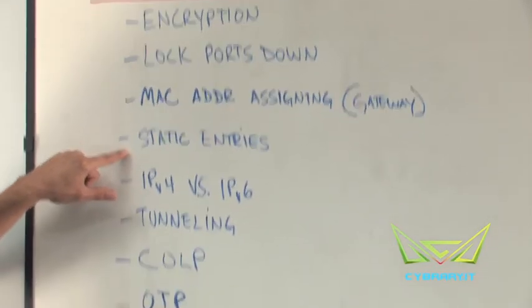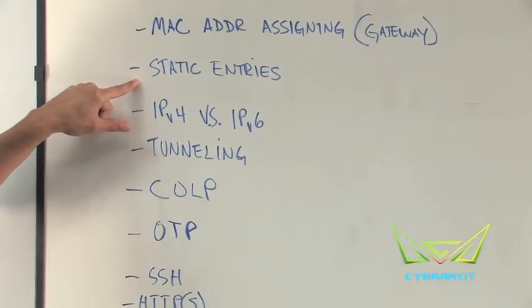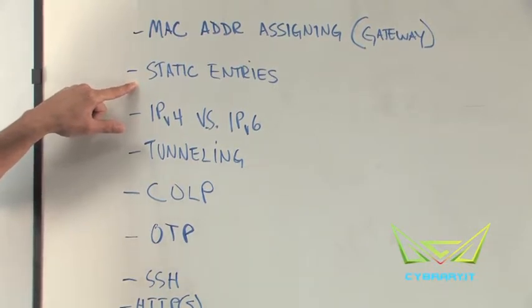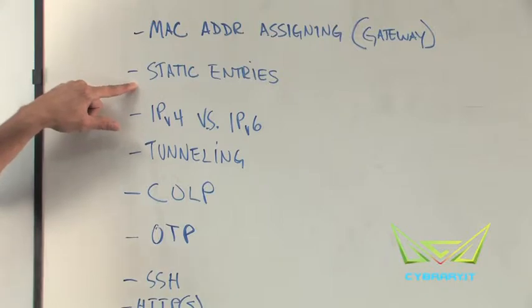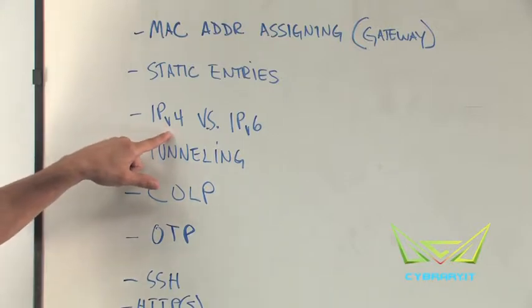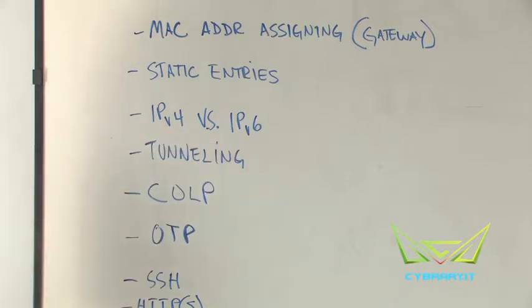Also, static MAC address entries or anything static, that means that the network administrator is actually assigning the stuff, and that's huge because that restricts the penetration tester and what they can do and how they can manipulate the different types of traffic. Also, what are you doing with IP version 4 versus version 6? Are you encrypting your traffic? Are you protecting it? Are you authenticating your sources?